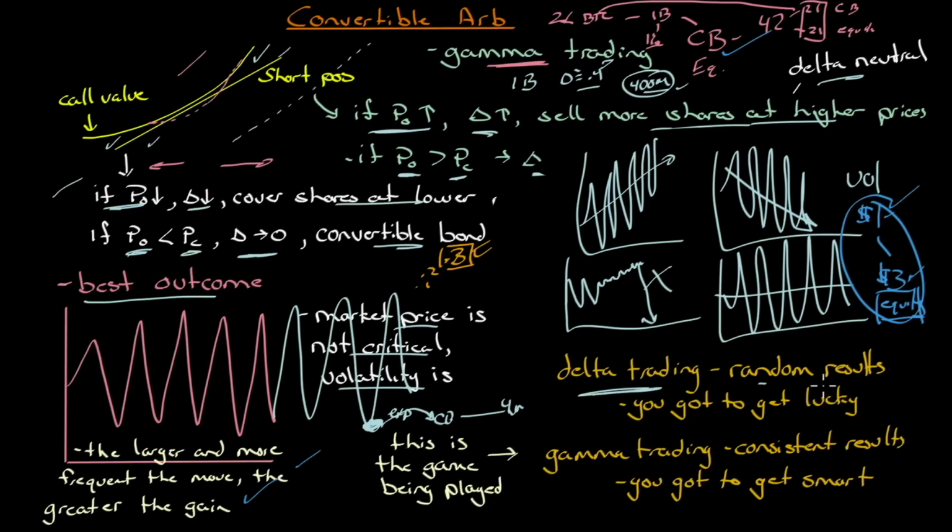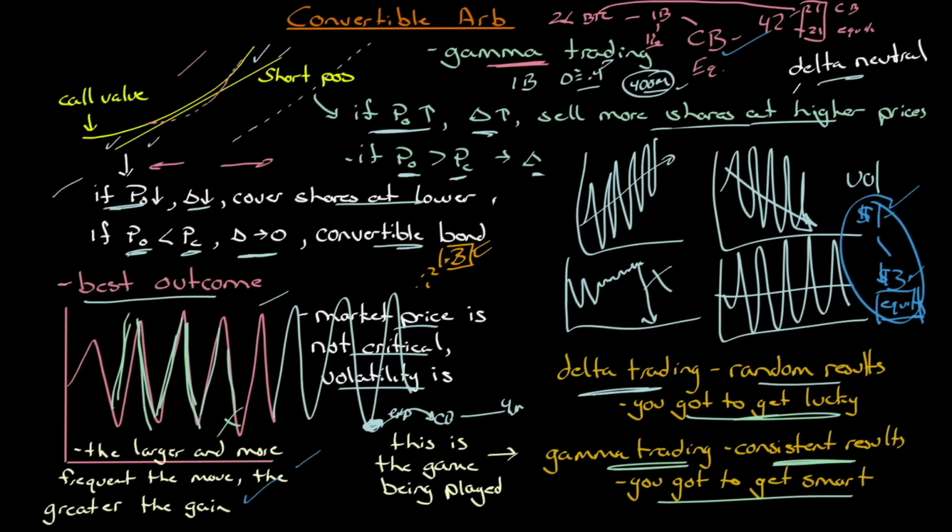If you're delta trading, you're going to get random results. Why? Because you need this thing to move up and down and up and down, and you make money and you give it back, and you make money and you give it back, and oh, you blew up. You're playing the wrong game. You've got to get lucky. If you're playing basketball on a soccer field, you've got to get lucky and hope the ball is never passed to you, because as soon as it touches your hands, it's a soccer game, penalty. The game here is gamma trading. The bondholders, as long as this is here, get consistent results. So you've got to get smart about the game that's being played.